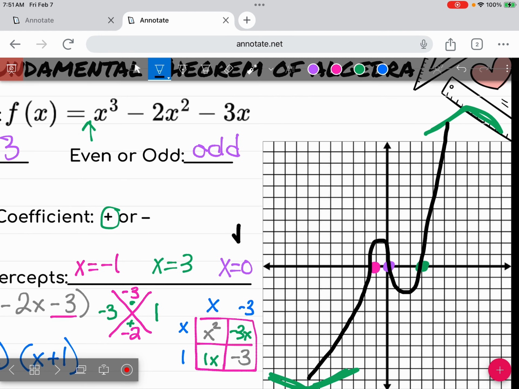Since we have a root at 0, we do not have a y-intercept term up here. If we had a y-intercept, it would be the very last term that was just the number. This one's a 0 because we have a root there. So our y-intercept would happen exactly at 0. Okay, questions on this one?